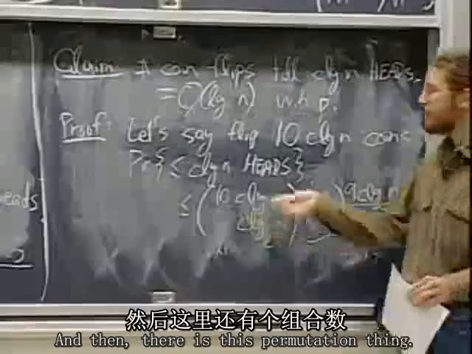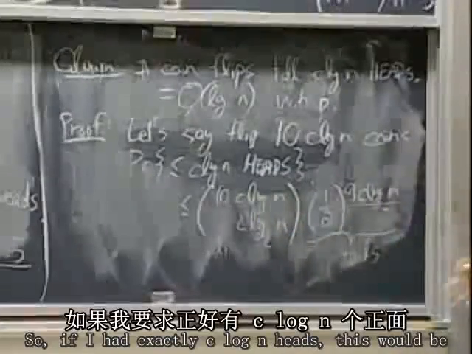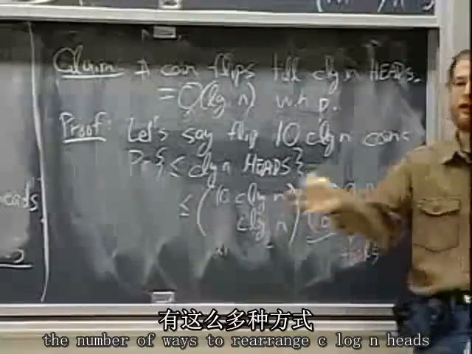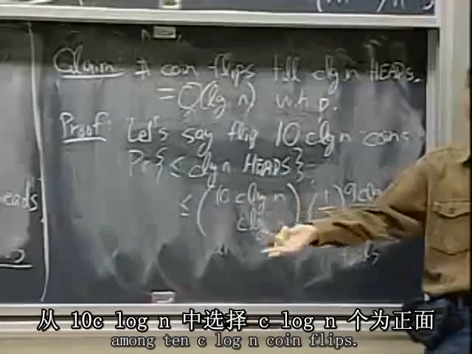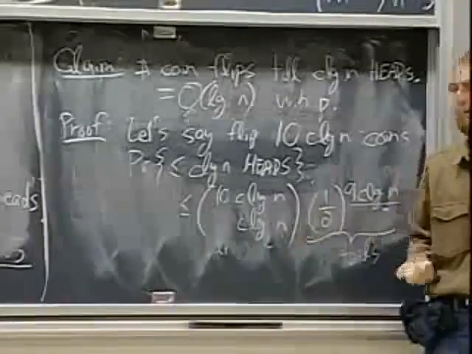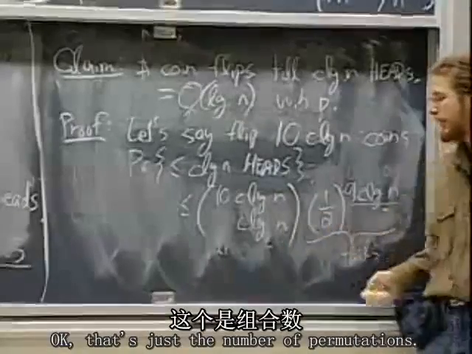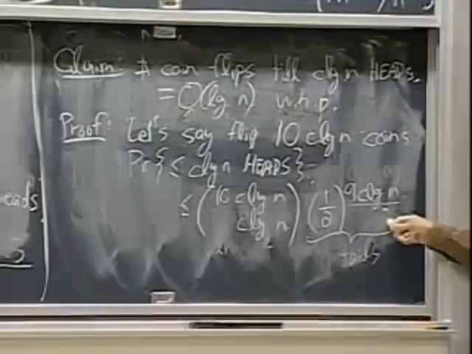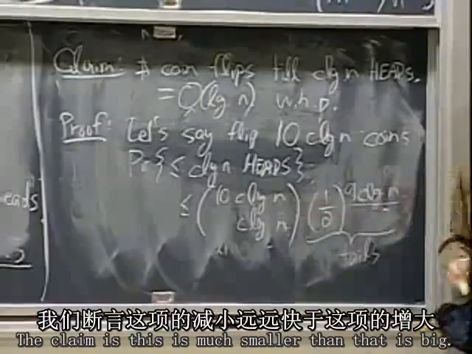And then there's this permutation thing. So if I had exactly C log n heads, this would be the number of ways to rearrange C log n heads among 10 C log n coin flips. Okay, that's just the number of permutations. So this is a bit big, which is kind of annoying. This is really, really small. Claim is this is much smaller than that is big.